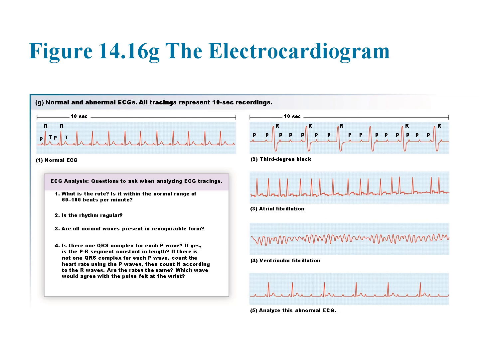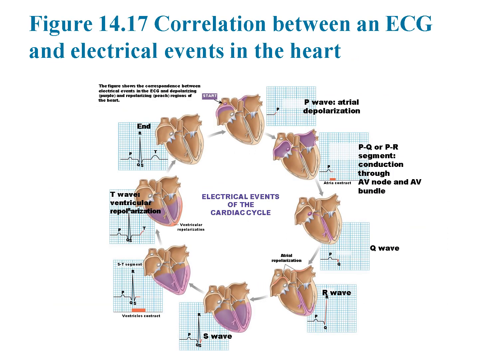This diagram illustrates the correlation between an electrocardiogram tracing and the electrical events occurring in the heart during a single cardiac cycle. The depolarizing regions are shown in purple, while repolarizing regions are highlighted in peach. The cycle begins with the P wave, which represents atrial depolarization. This electrical activity originates from the sinoatrial node, causing the atria to contract and push blood into the ventricles.